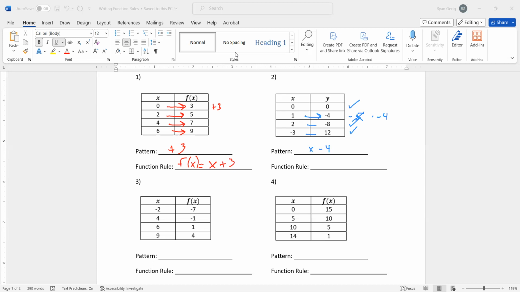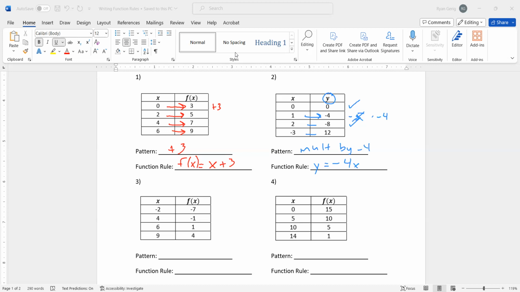Let me back that up a little bit. All right, multiply by negative 4. Well, what are we multiplying by negative 4? We're multiplying negative 4 by the x value. So negative 4 times x gives me the f of x value. But in this case, I didn't label it f of x. I labeled it y. So I'm going to use that same label in my function rule. So y equals negative 4x.